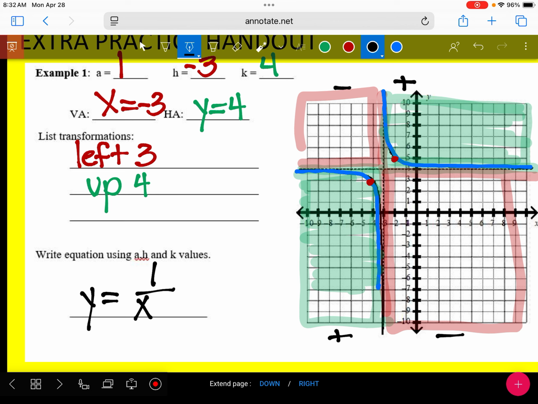So if I said h was -3, what am I going to put in the bottom? A +3. H always flips. It's sneaky. That's why we all get confused about it. And then we have our +4 back here.